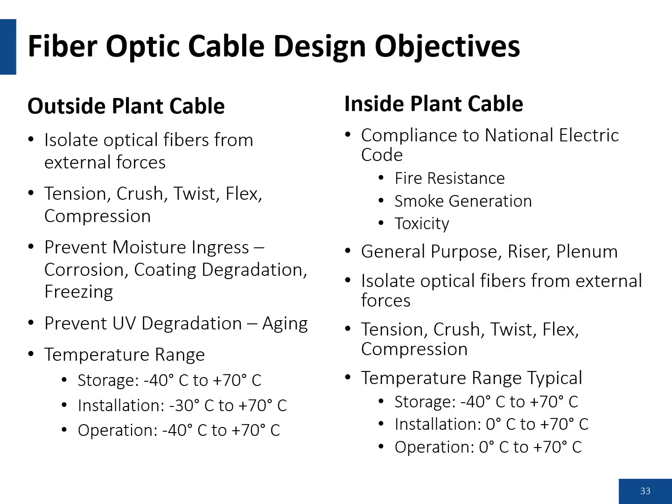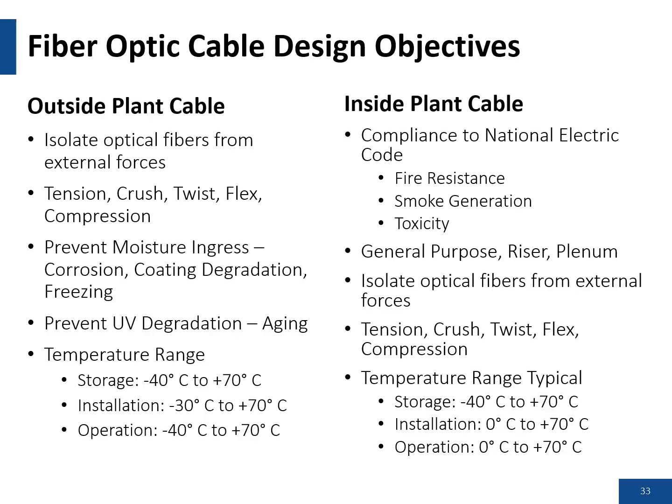That's why we put carbon black into cable sheaths of our outside plant cables, because if they're exposed to sunlight, such as in an aerial application, they'll degrade and age. For outside plant cables, we're also looking for a temperature range for operation and storage of minus 40 degrees Celsius to as high as plus 70 degrees Celsius, and then for installation, minus 30 to plus 70.